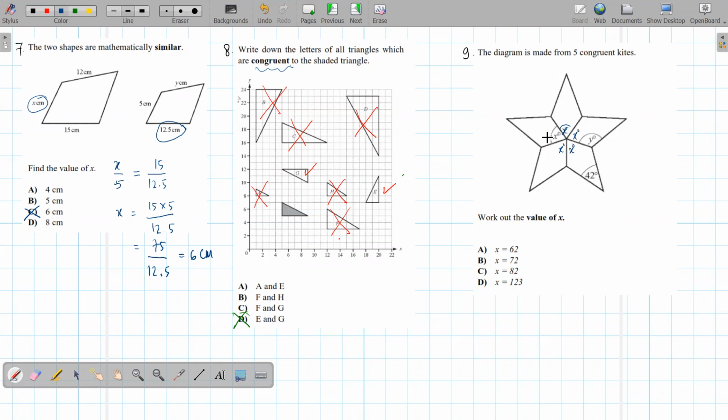One full angle, one round angle, is 360 degrees, and therefore 5 times x degrees is equal to 360 degrees. So x is 360 over 5, so it is 72 degrees. So the correct answer is B.